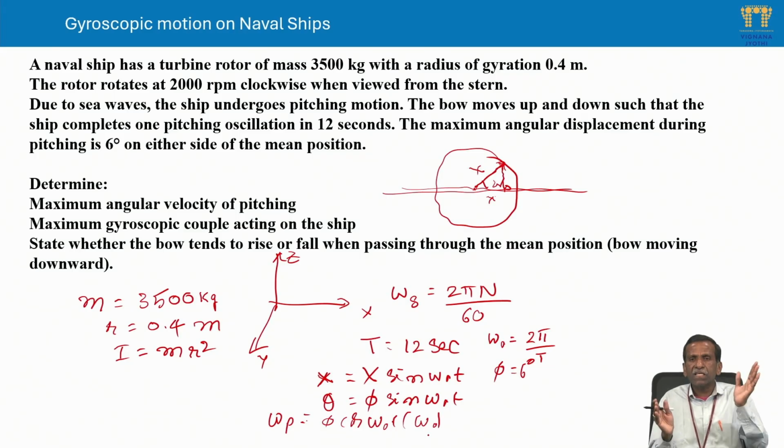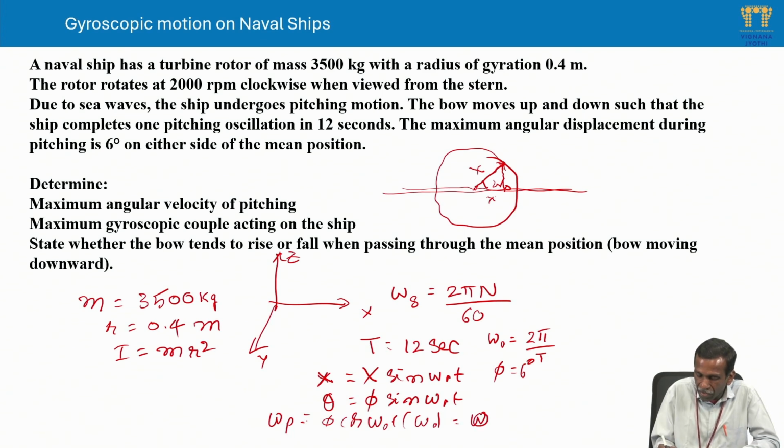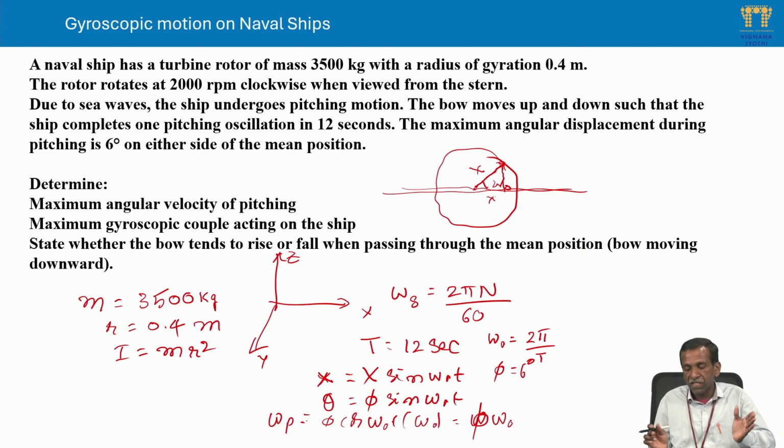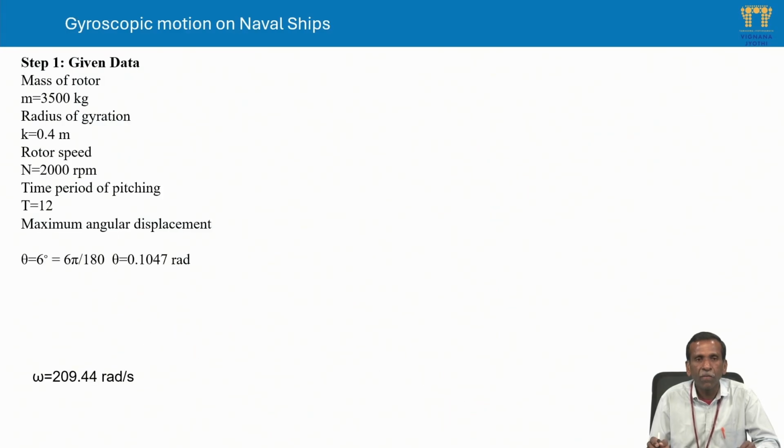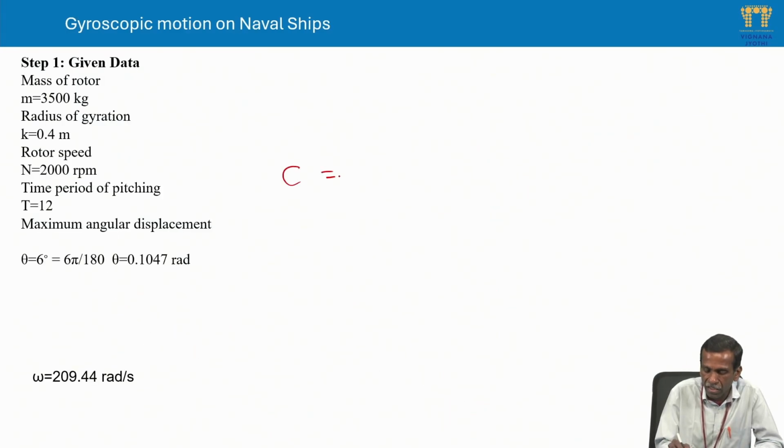Because here the maximum angular displacement is given, to have omega p also maximum, cos omega naught t must be 1. Then omega p is phi omega naught. Phi is 6 degrees, which you convert to radians. Omega naught is 2 pi by T, with time period 12 seconds given, so we will get omega p. The gyroscopic couple we can estimate using the relation I omega s omega p, as you know.